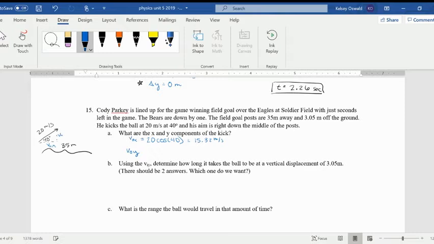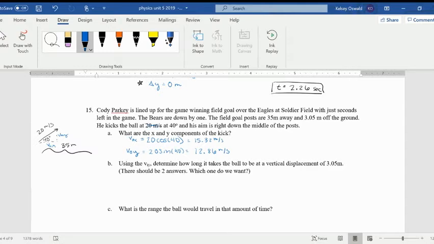And then to get our initial y velocity, this is that vertical component. So here we're going to want to use sine. So 20 sine 40. And we'll find that our initial y velocity then will be 12.86 meters per second. Okay, and these are the velocities, again, that we're going to use in those equations. In our equations, we're never going to use the 20.